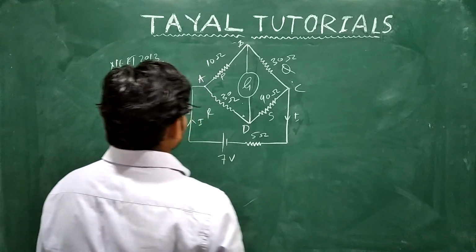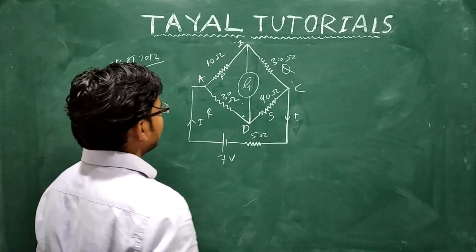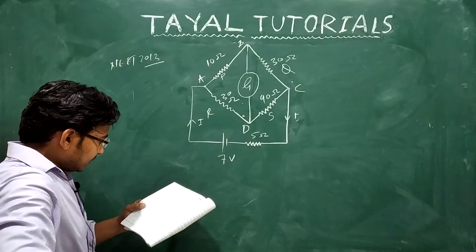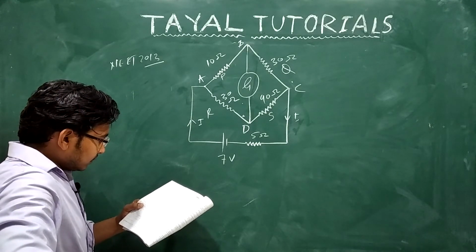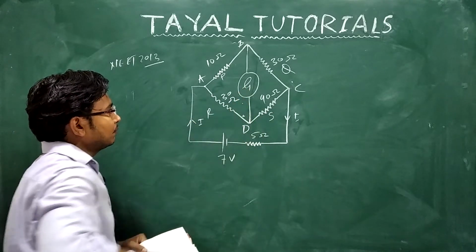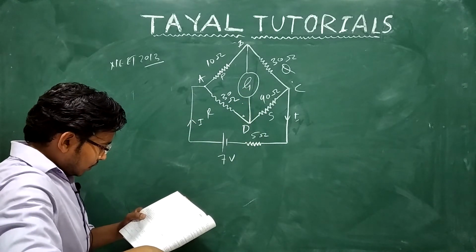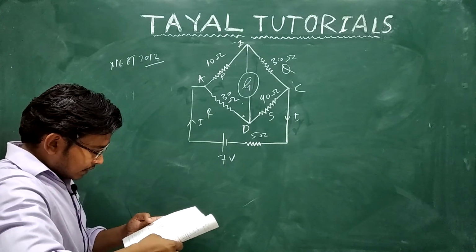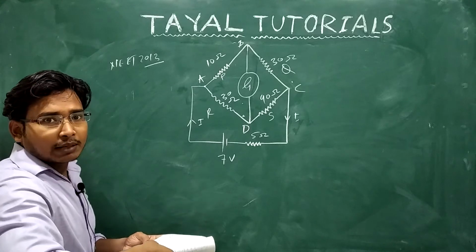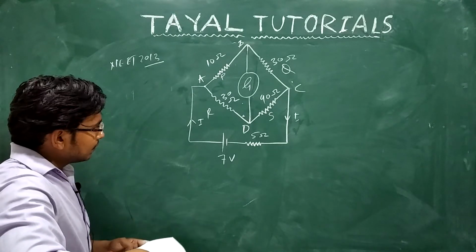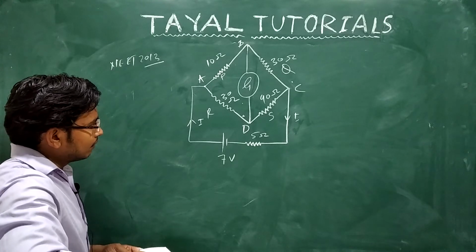Okay, so first of all I have to check whether that bridge is balanced or not. If that bridge is under balance condition, then we can apply that the bridge is redundant, we have to remove that if the bridge will be balanced. Okay, so let's start the problem. The question is asking the current which is being fed by that 7 volt source. What is the value of the current which is being fed by the 7 volt source?